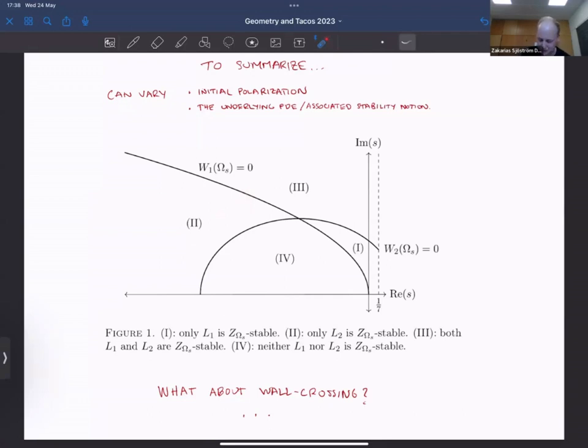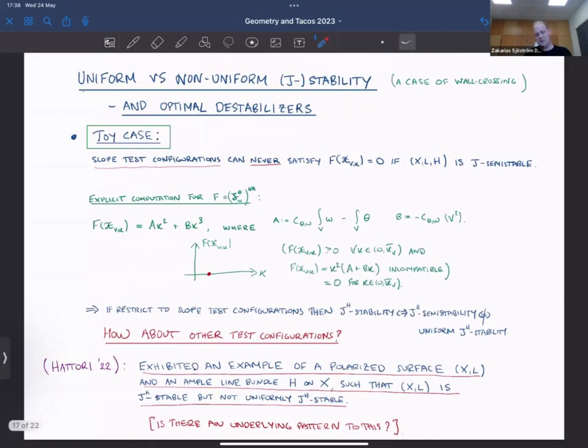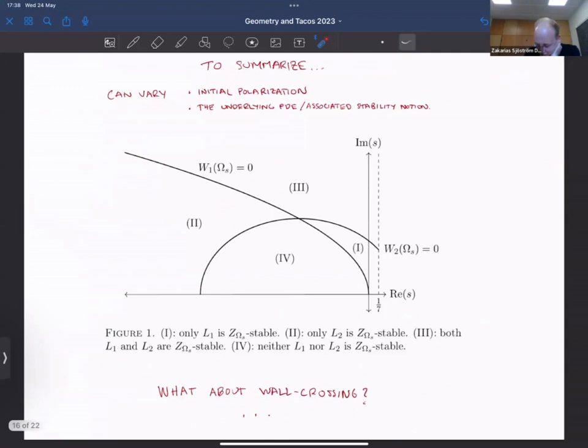And this would then be possible to interpret in light of this question: is uniform and non-uniform stability equivalent? That would correspond to saying, when you're on this wall and you're J-semistable but not uniformly, are you also J-stable or not?